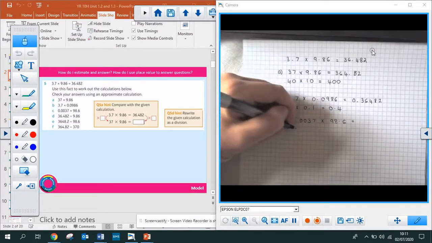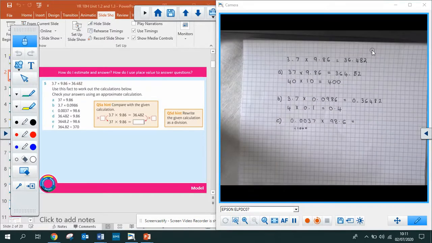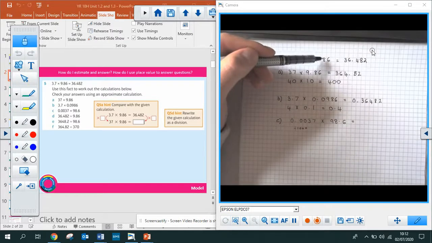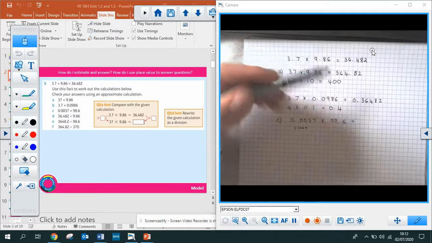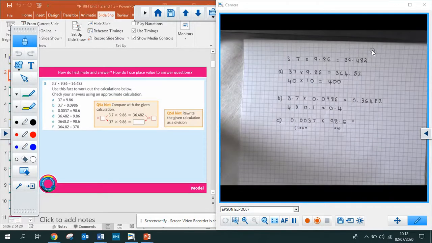So this is 1,000 times smaller. I'm just going to write it underneath so I don't forget. So that's become 1,000 times smaller. And this one has become 10 times bigger, right? Because to get from 9.86 to 98.6, I need to times by 10. So this is 10 times bigger. So I've times by 10 there.